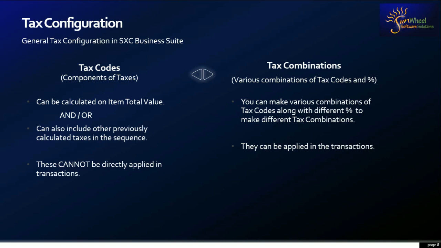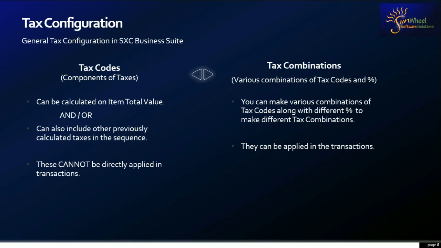Now, tax codes are the basic components which are used to calculate the taxes. These taxes can be calculated on the total item value, which means your price after discount multiplied by the quantity gives you your total value on which the tax can be calculated. Now, in some cases, there might be tax calculation happening on the total item value as well as a previously calculated tax. So if that is the case, then that can also be done here in this system.